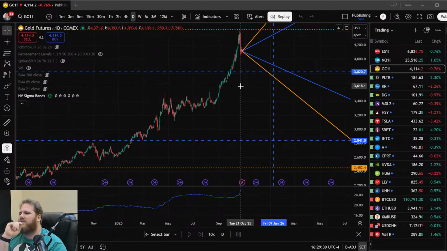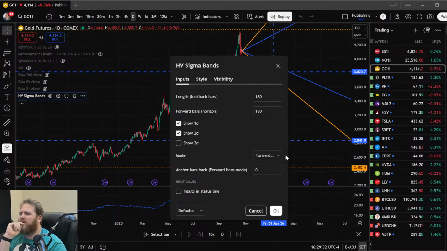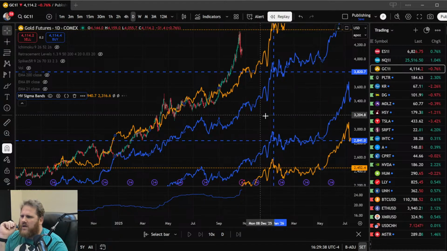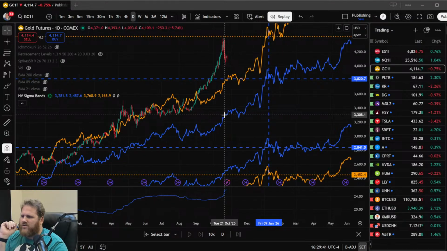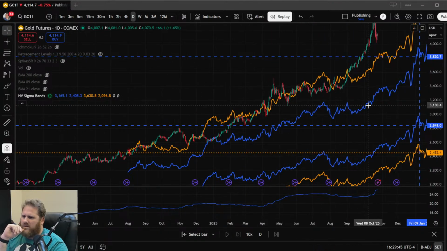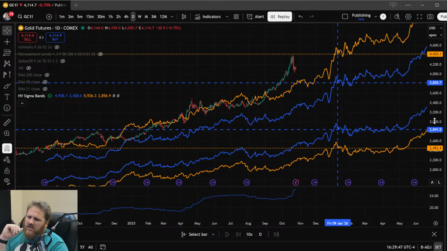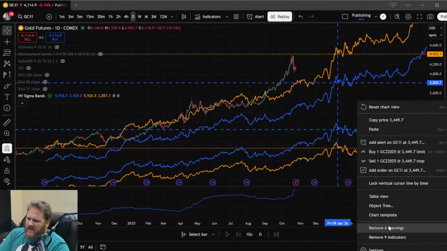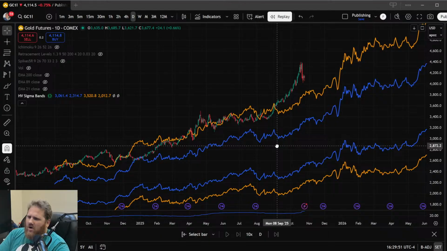One of the reasons I did two ways of doing it, either the forward little wedge or the envelopes, is so that I could potentially find support and resistance levels. But let me clean that up. It gets a little busy. I like charts to be nice and clean.